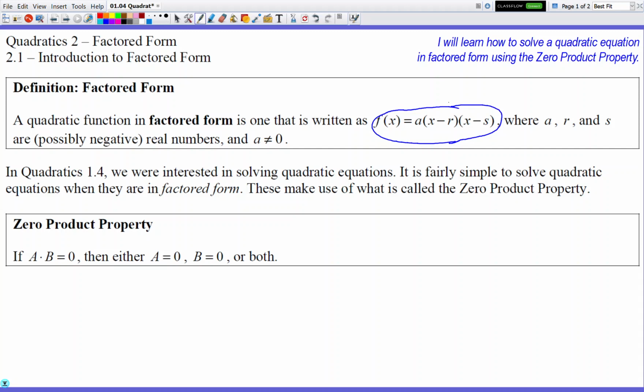I'm not going to test you on what this property is called. It's just going to be one of those things where you start using this property without even knowing it. You're going to see it happen so many times in so many problems that you won't even realize you're actually using the zero product property. But here's basically what it is.